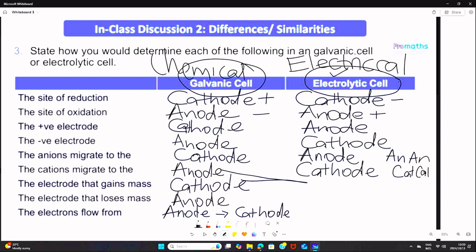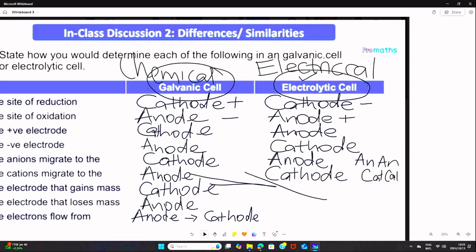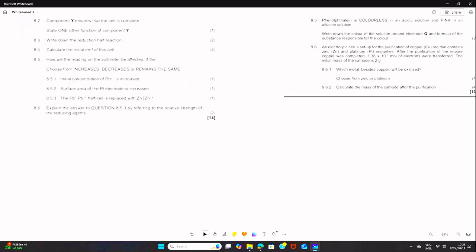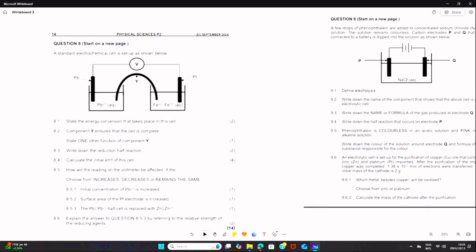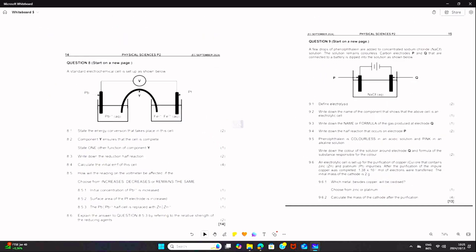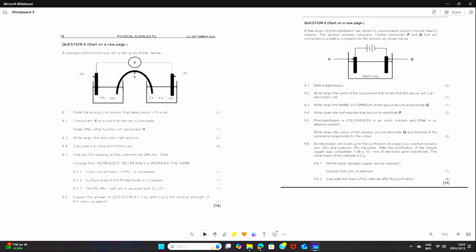If you know the polarities and you know that the site of reduction and the site of oxidation remain the same, then you are almost there to be able to answer your questions. Now, I want us to look at an exam-like question. This is a question paper that we had from the Eastern Cape Trial Examination 2024.